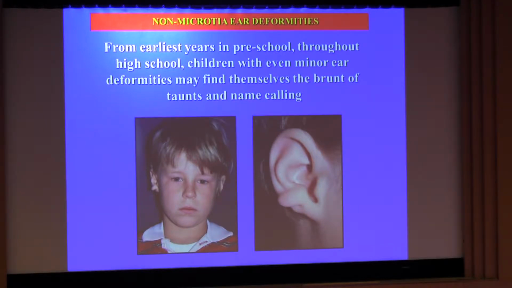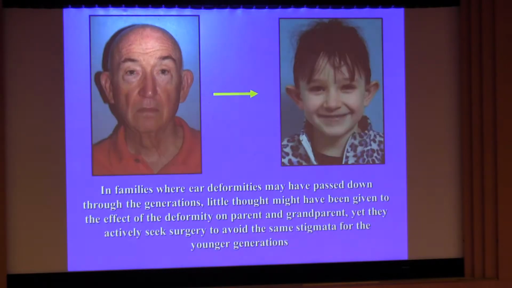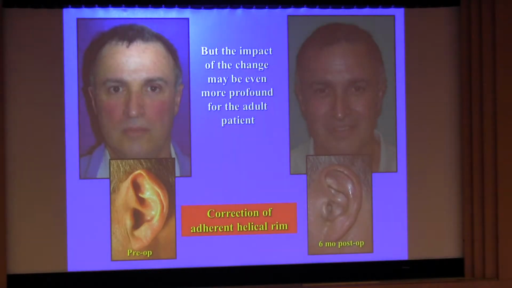But from the earliest years, even minor deformities like this trifurcated collarbone of the ear can cause significant distress. When I first saw him, he pretty much was in tears. He had difficulty in school. And fixing something like this can change their whole approach to how they feel and how they deal with other kids very quickly. Often we see grandparents or parents who had similar deformities but never had them treated, bringing their kids in so they don't have to deal with the same stresses that they went through.